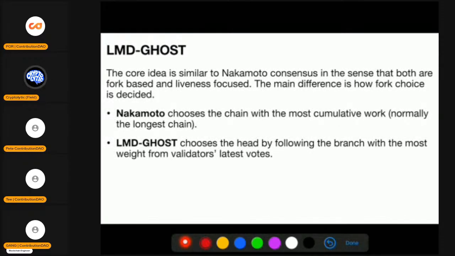Okay, let's start with the LMD GHOST, the backbone of the Gasper consensus protocol. Like I said, the core idea of the LMD GHOST is similar to the Nakamoto consensus protocol. That is, it is fork-based, so it focuses on liveness and allows Ethereum to have forks.